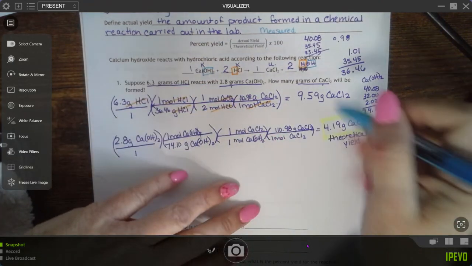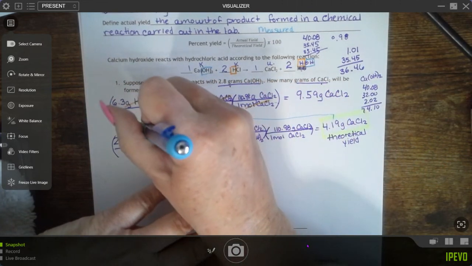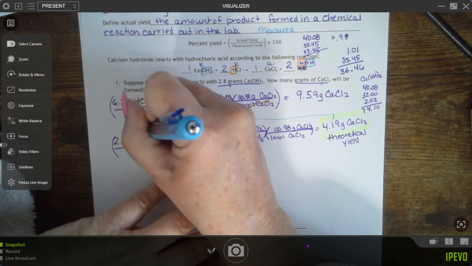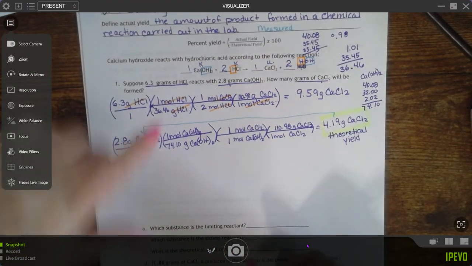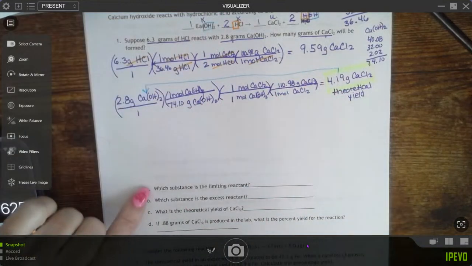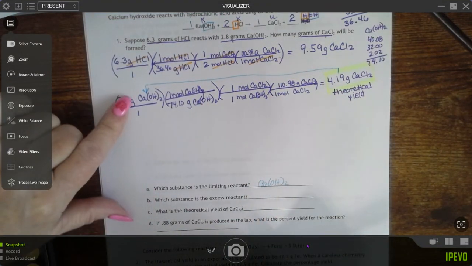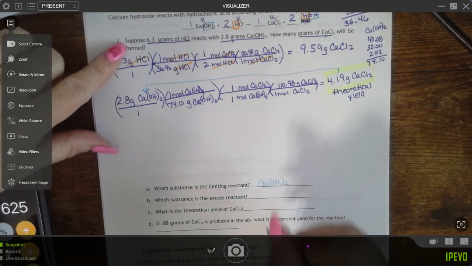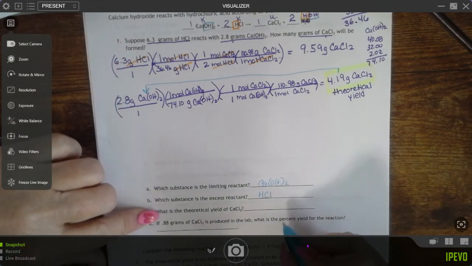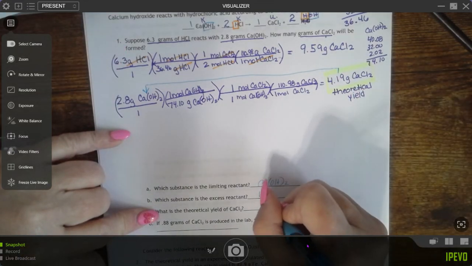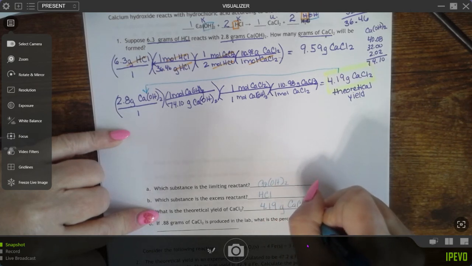And to find your limiting reactant, you're going to draw an arrow back to what you started with. So if you look, calcium hydroxide, so let's slide this up a little bit. Calcium hydroxide is your limiting reactant, okay? What that means is HCl is your excess. Your theoretical yield is 4.19 grams of calcium chloride.